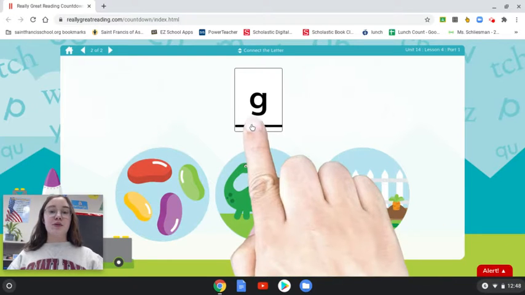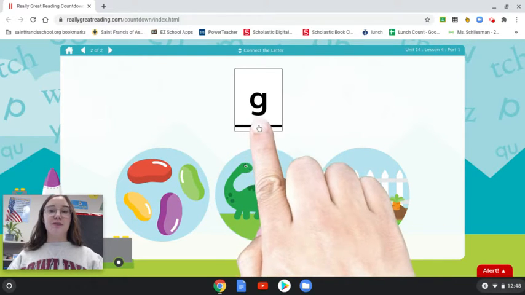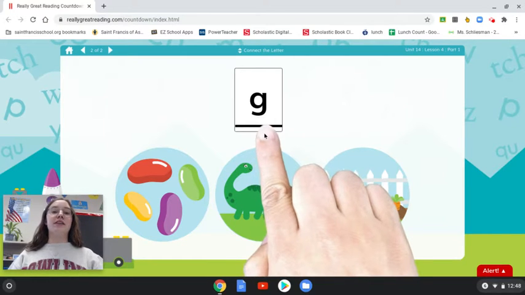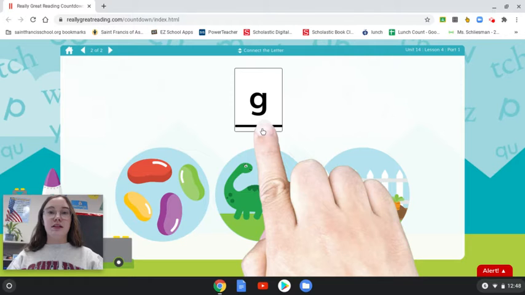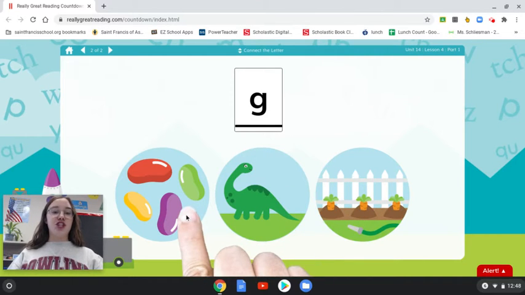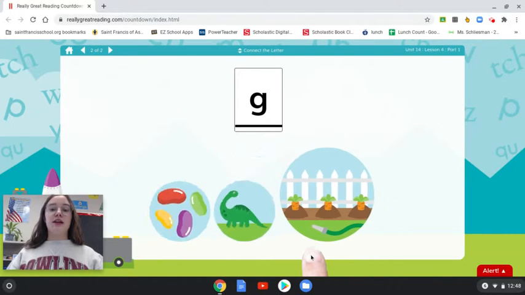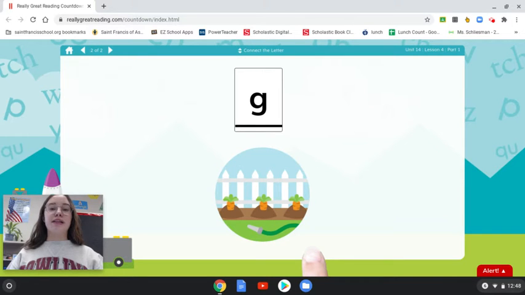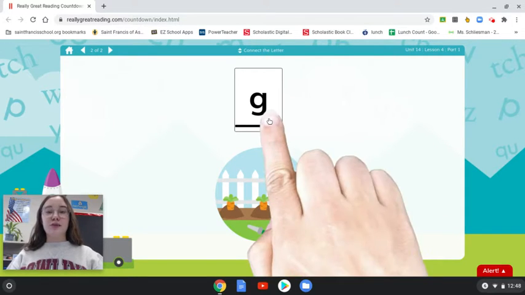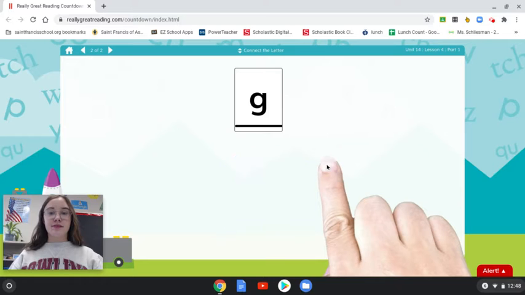This is the letter G. What sound does the letter G spell? G. Right, the letter G spells the sound G. Jelly beans, dinosaur, garden. Which one begins with G? Garden. Garden begins with G, so it starts with the letter G.